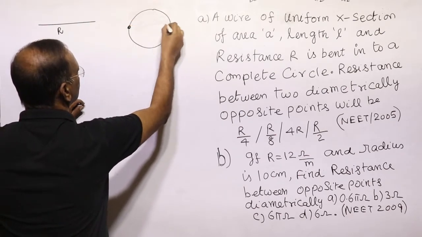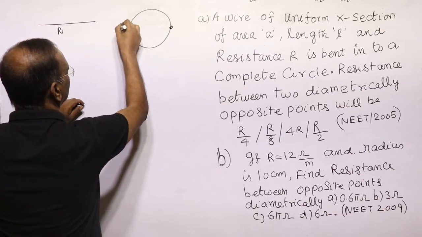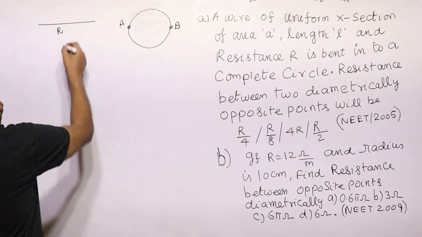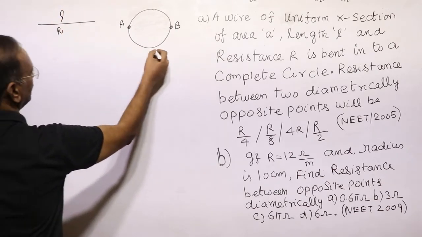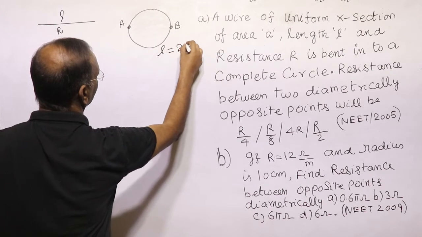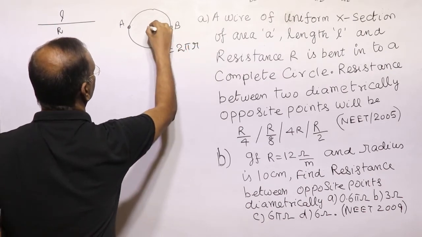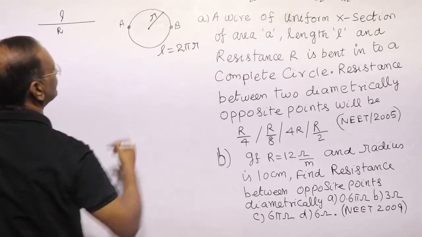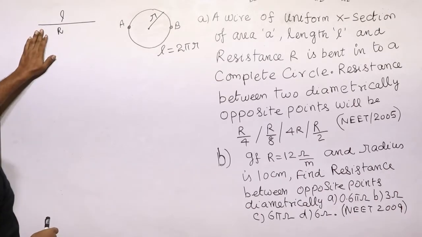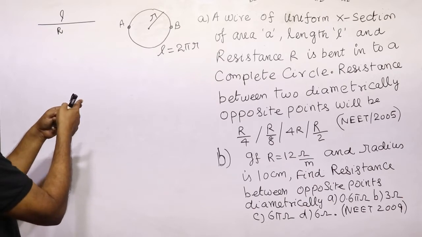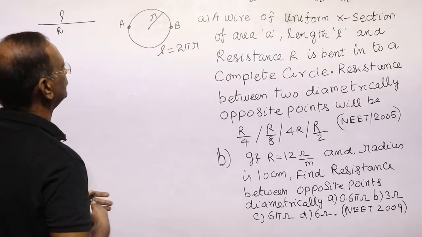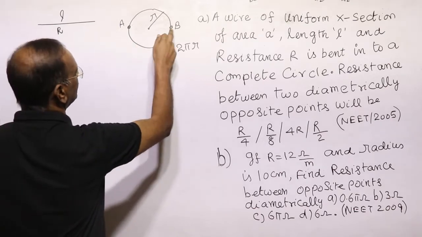These are diametrically opposite points. We call one point A and the other point B. The length of the wire is L, which equals the circumference, 2 pi r, where r is the radius of the circle. We have to find the resistance between this point and this point.